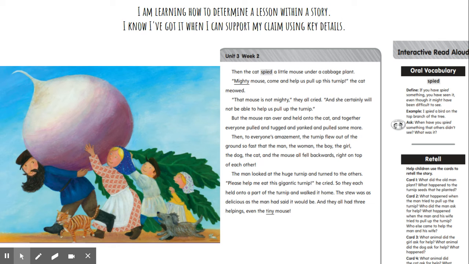They were being so mean to the mouse and said, "He's not mighty. There's no way he can help us."